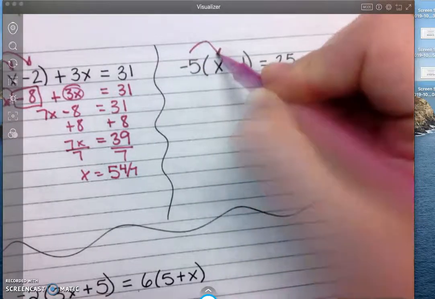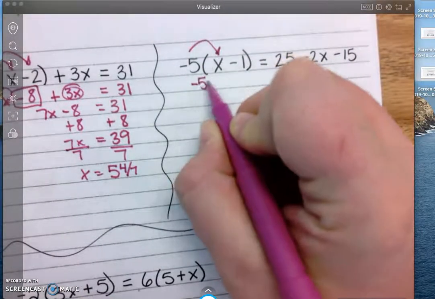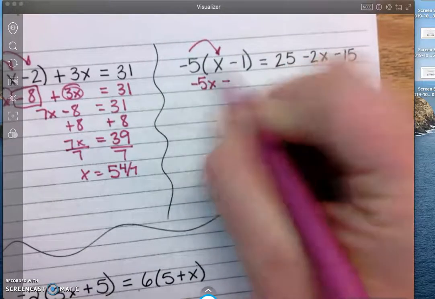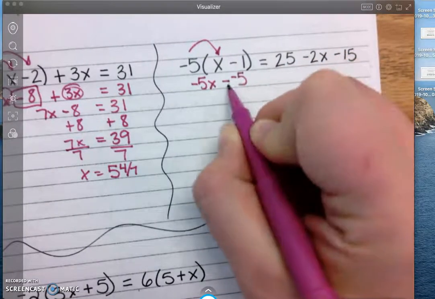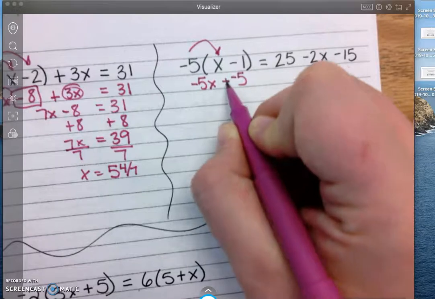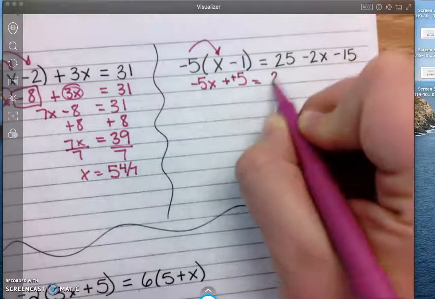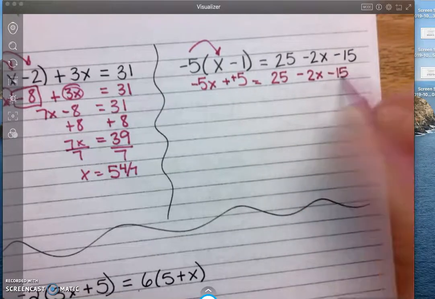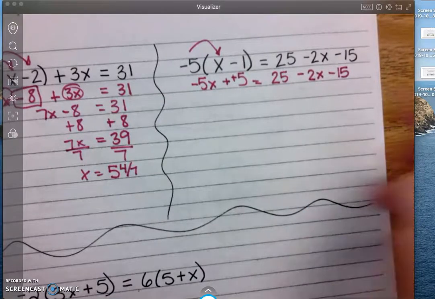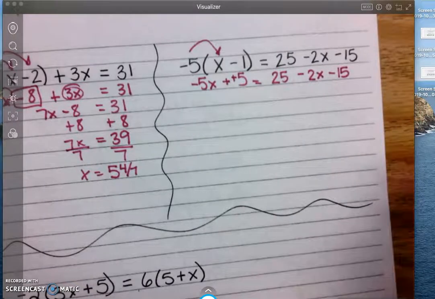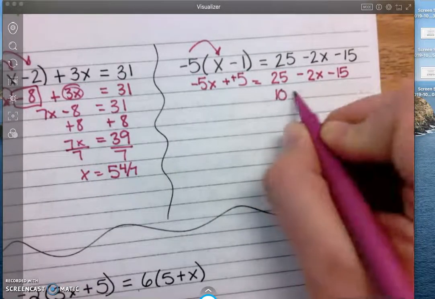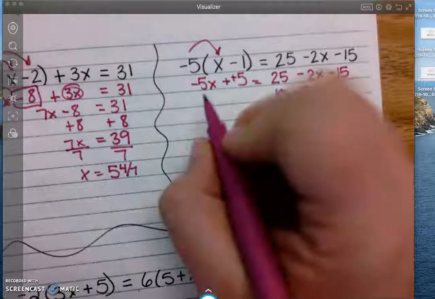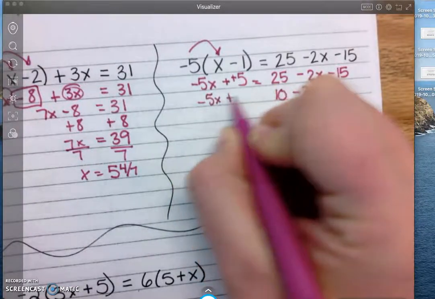Okay, so we have -5x, bringing down the minus. -5 times 1 is -5. Again, I see a minus a negative, so that becomes plus. Equals 25 minus 2x minus 15. So I can combine like terms, right? The 25 and the 15, which equals 10 minus 2x. So I have -5x plus 5.